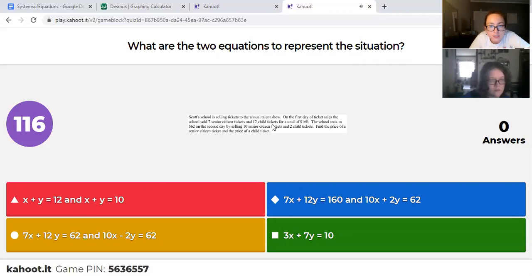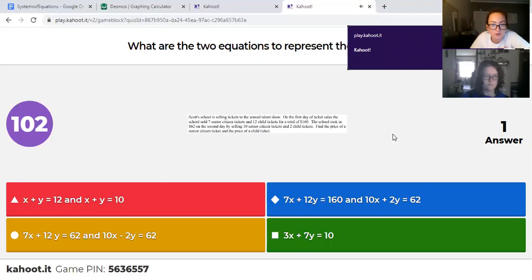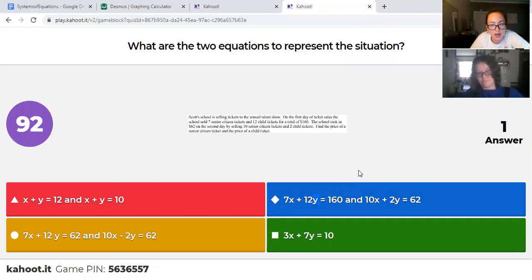So the first day equaled 160, so we know that. And the second day equaled 62. We know we need addition signs in both of them to combine. And we know that for the first one, the X, the senior citizen, it was seven of them. And then for the 12, that was your child ticket. So they're using Y for child. So I believe it's this blue one. Is that what you picked?